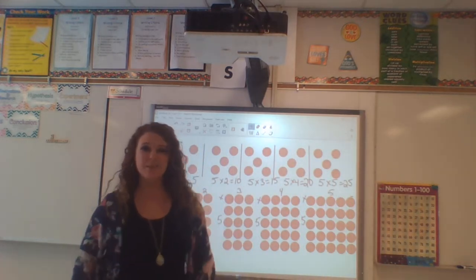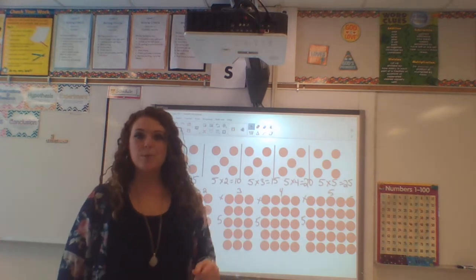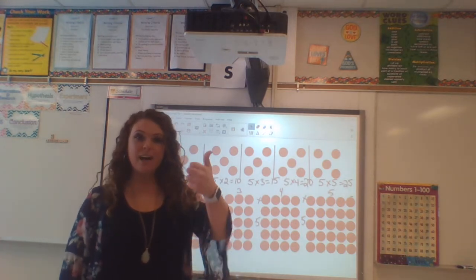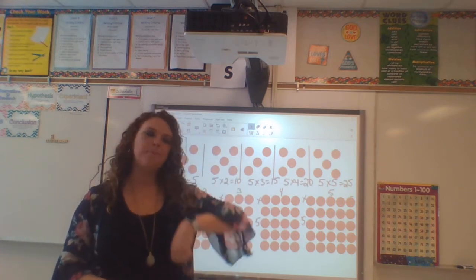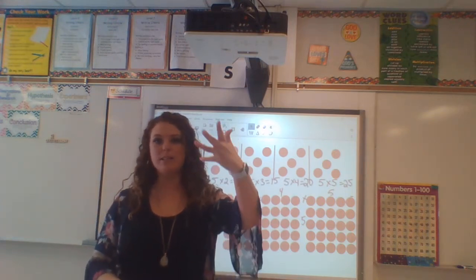If you want to know 5 times 6, we're going to skip count by 5 6 times. 5, 10, 15, 20, 25, 30. I know that 5 times 6 is 30. What about 5 times 7? 5, 10, 15, 20, 25, 30, 35. Awesome. I know that 5 times 7 is 35.